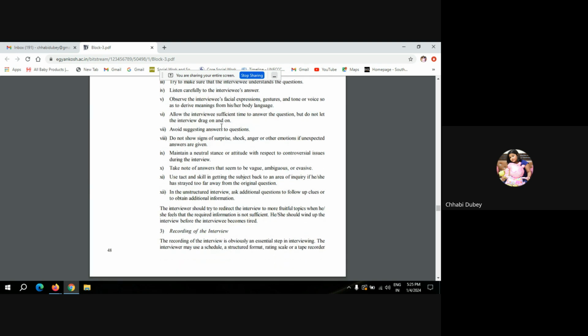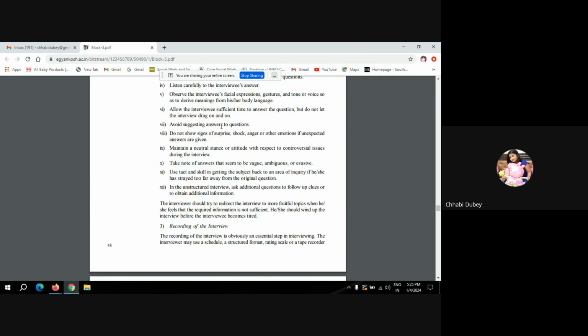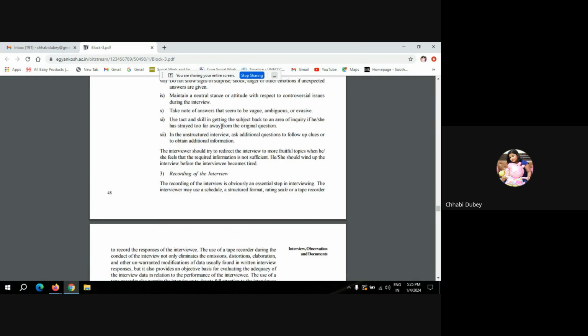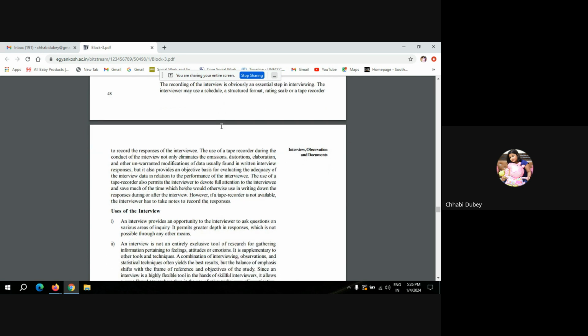Then recording of the interview is something which is very important, because we may not understand or remember all of the responses that the interviewee has made to our questions. So that is why this recording needs to be done. The interviewer may use a schedule, or a structured format, a rating scale, or sometimes even a tape recorder or a camera, maybe at times, to record all the answers that have been given by the interviewee.